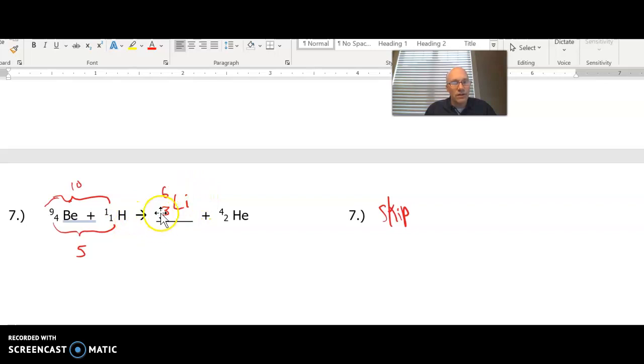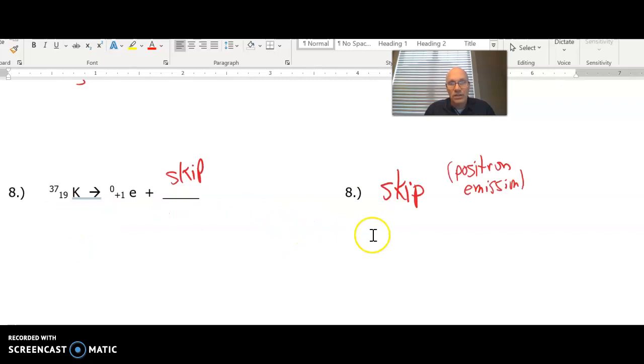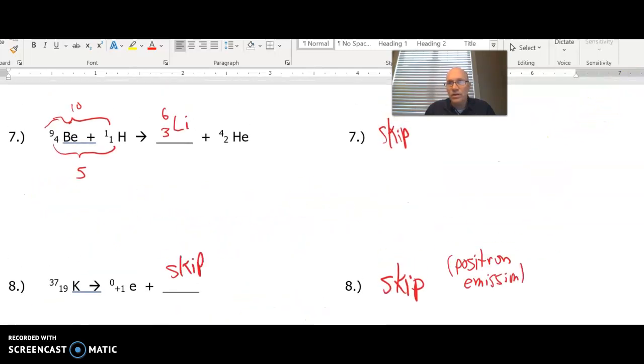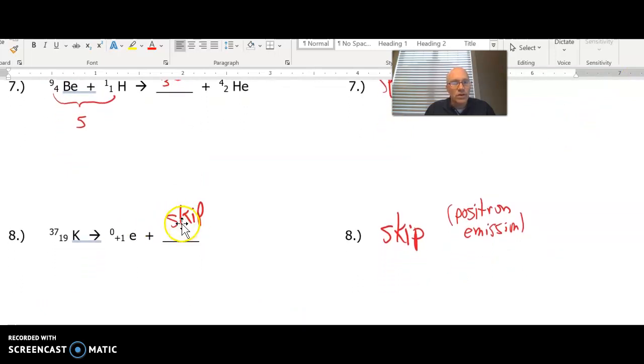You should be able to figure out that this had to be a 3 down here and that this had to be a 6 up here. That makes that lithium. You say that's lithium 6. All right. Number 8 right here. All right, we're going to skip this.